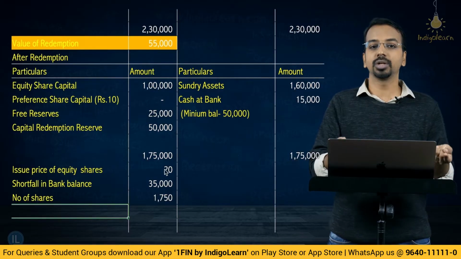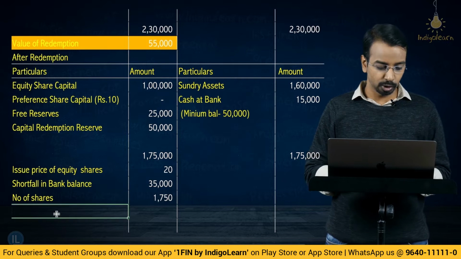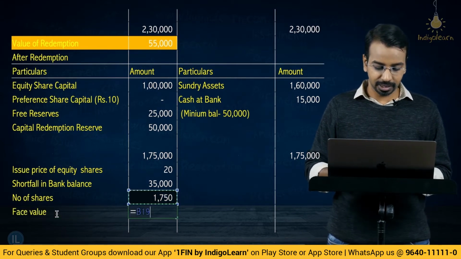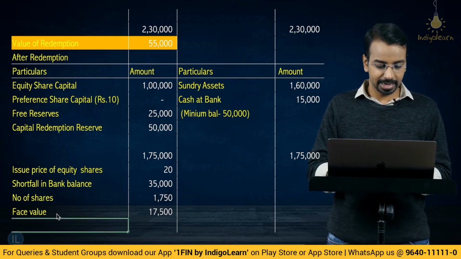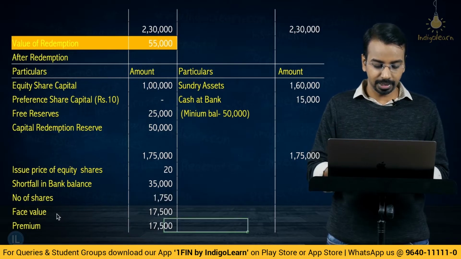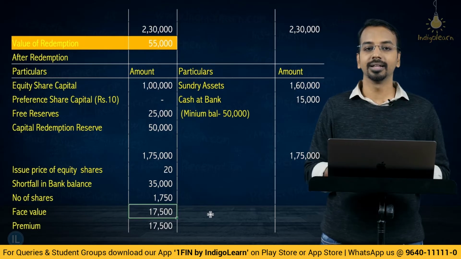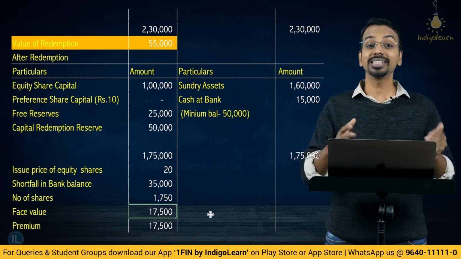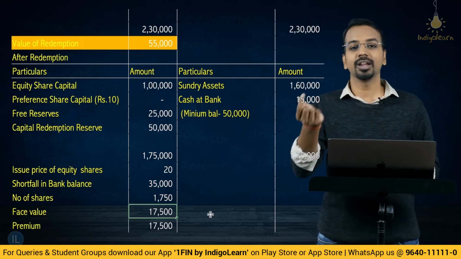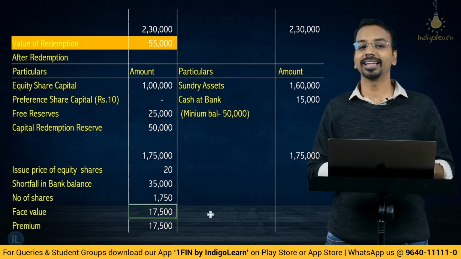Now, because we have issued equity shares, what would happen? 1750 is the number of shares that has been issued. Face value would be 1750 multiplied by 10 and premium would be 1750 multiplied by 10. Right? Now, to this extent of 17,500, there is no requirement to create even CRR. Just link these points. We have issued equity shares to take care of our bank balance, and it is also giving us cushion for creating CRR.